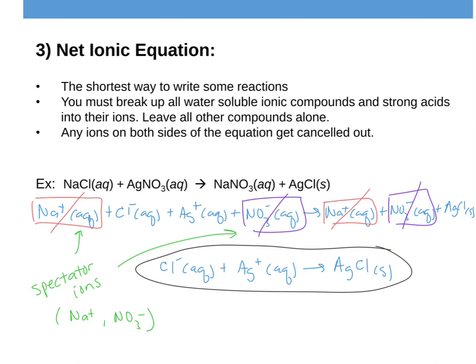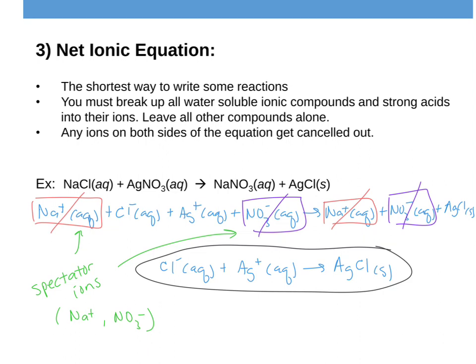So again, let me say this again. In order to get the net ionic equation, you have to go through the ionic equation. In order to do the ionic equation, you need to be able to identify the water-soluble ionic compounds and the strong acids is the idea.